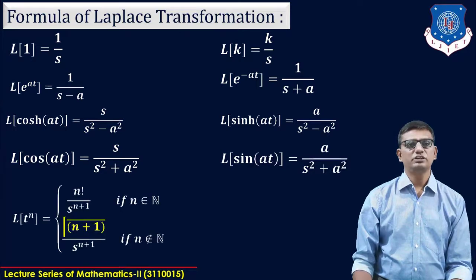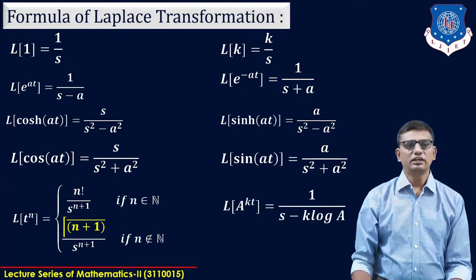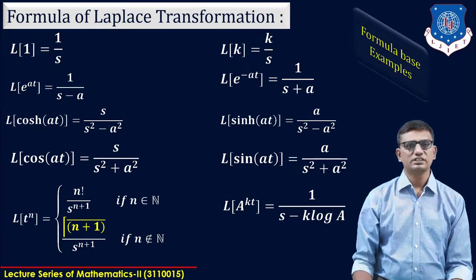And Laplace of t raised to n is n factorial upon s raised to n plus 1 when n is a positive integer. If n is not a positive integer, that means n is a fractional number, then Laplace of t raised to n is gamma of n plus 1 upon s raised to n plus 1. We also remember that Laplace of a raised to kt is equal to 1 upon s minus k log a. Let us see some formula based examples.